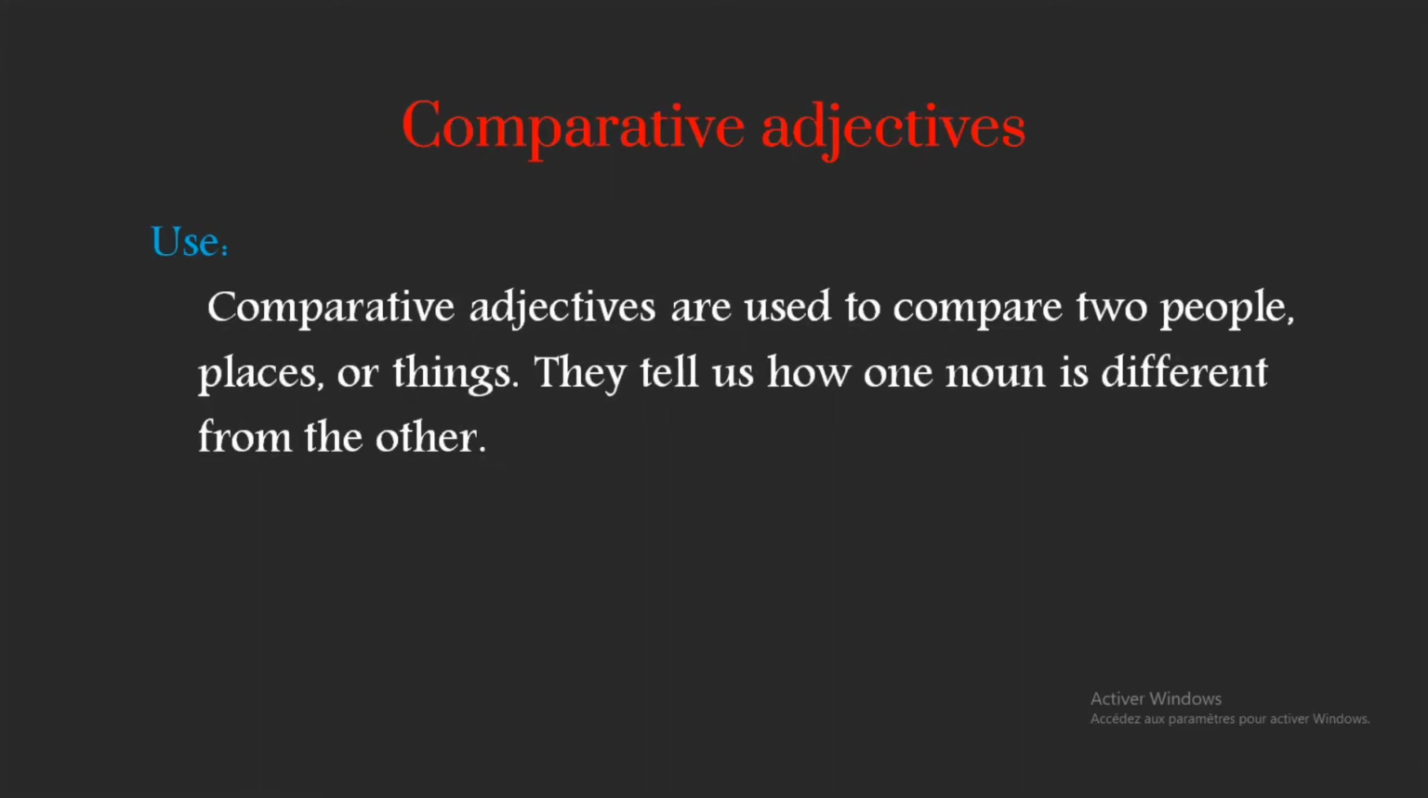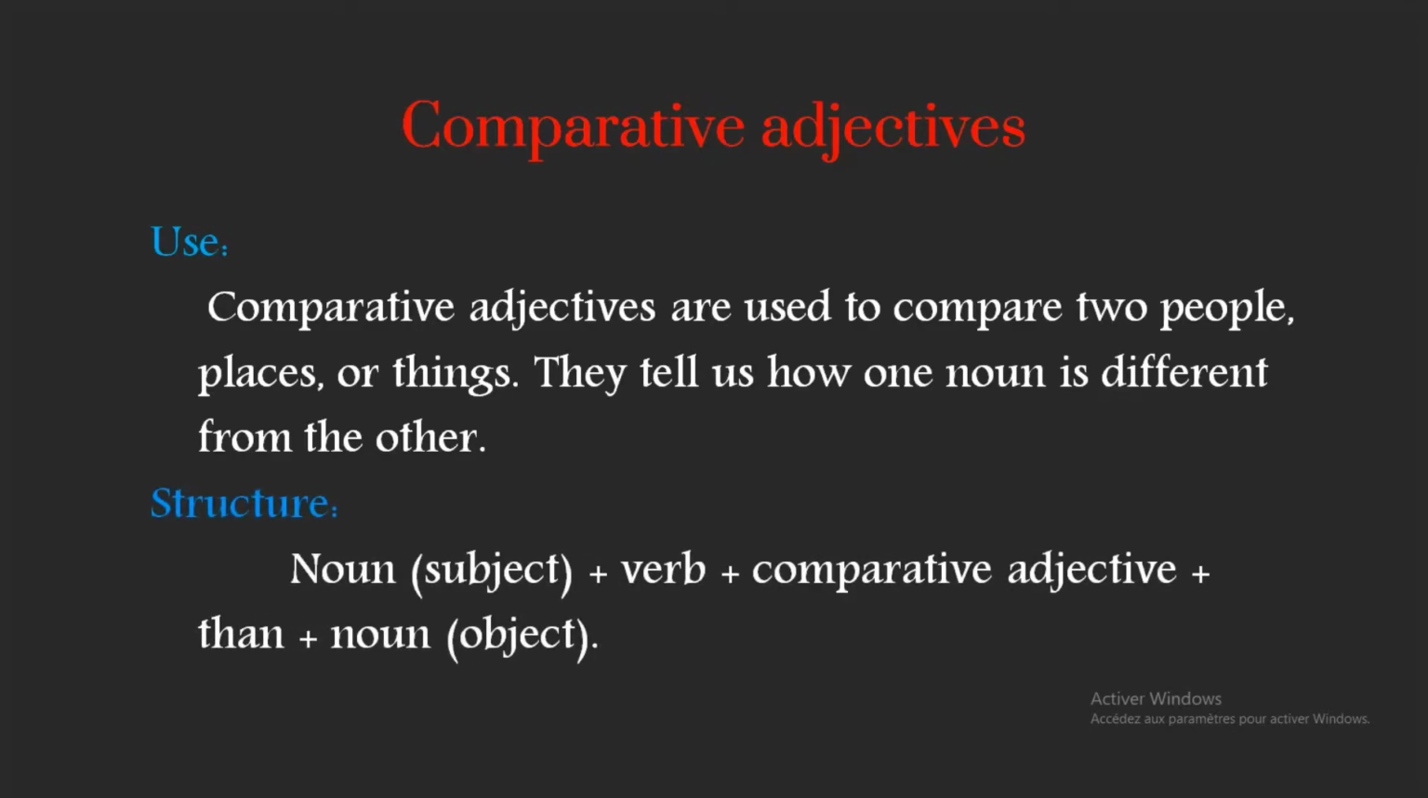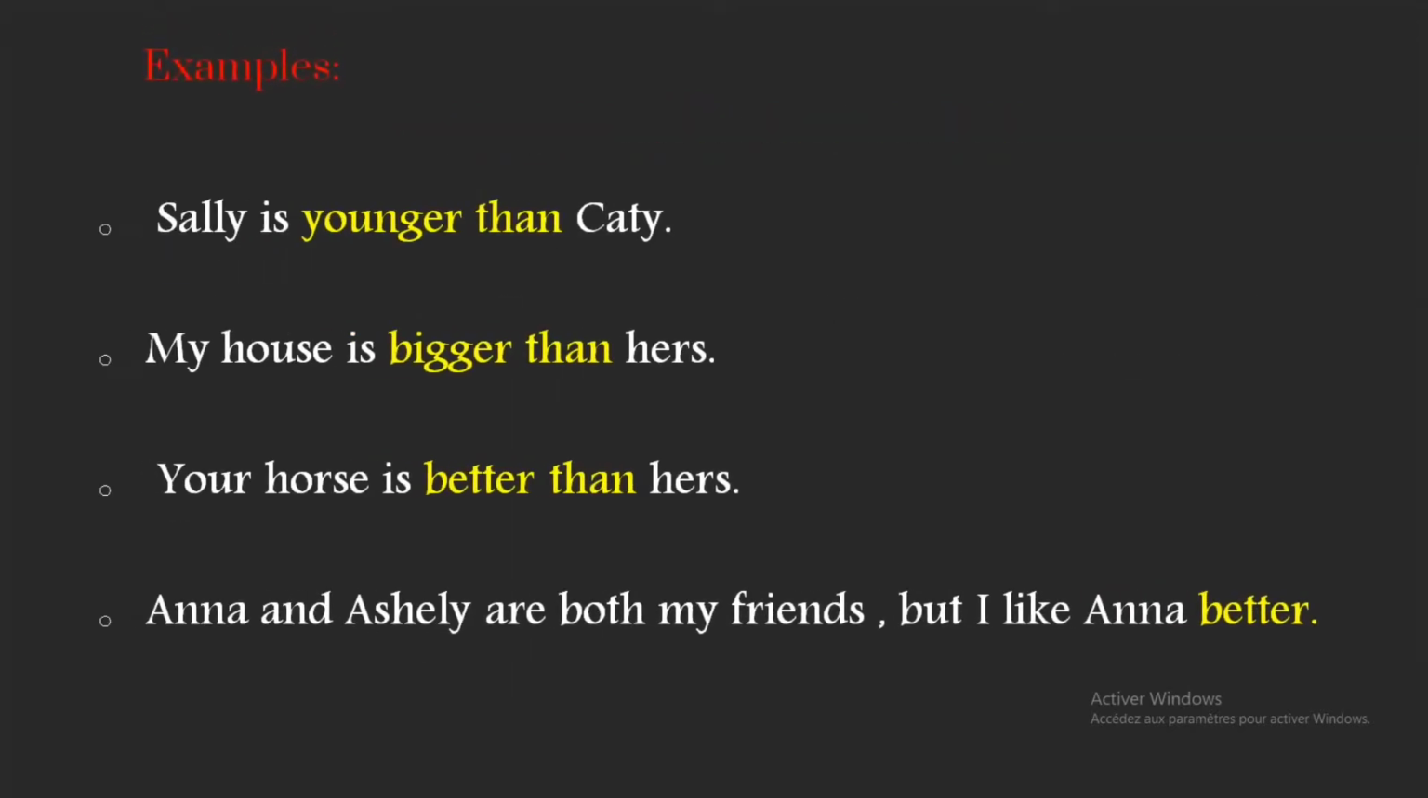Comparative adjectives are used to compare two people, places, or things. They tell us how one noun is different from the other. The most common sentence for comparative adjectives in English is subject plus verb plus comparative adjective plus than plus the object. Here are some examples.